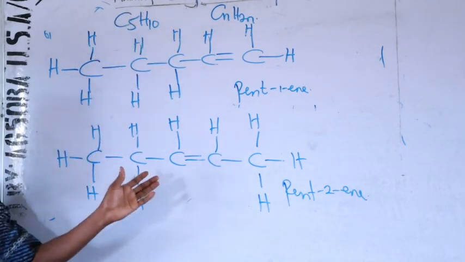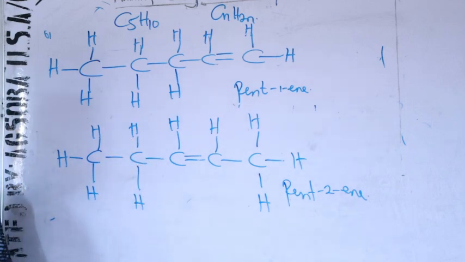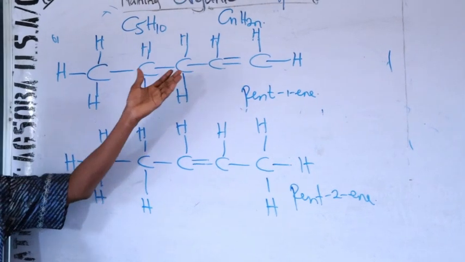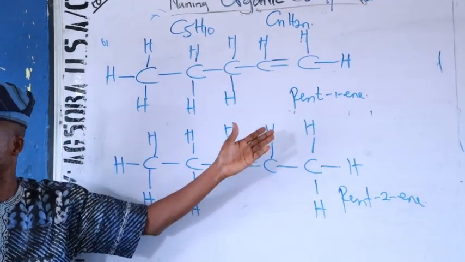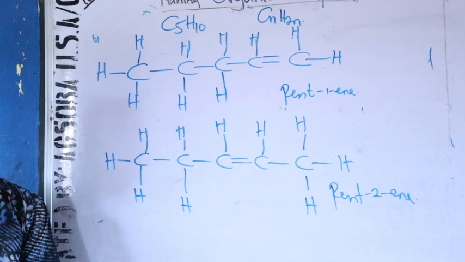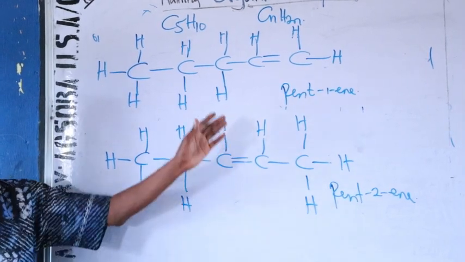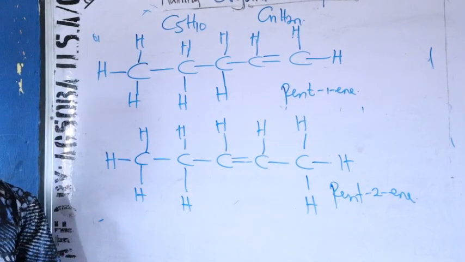What type of isomer are they? They are positional. They have the same arrangement of carbon atom and hydrogen, but they only differ in the position of their double bond. They are referred to as positional isomers.